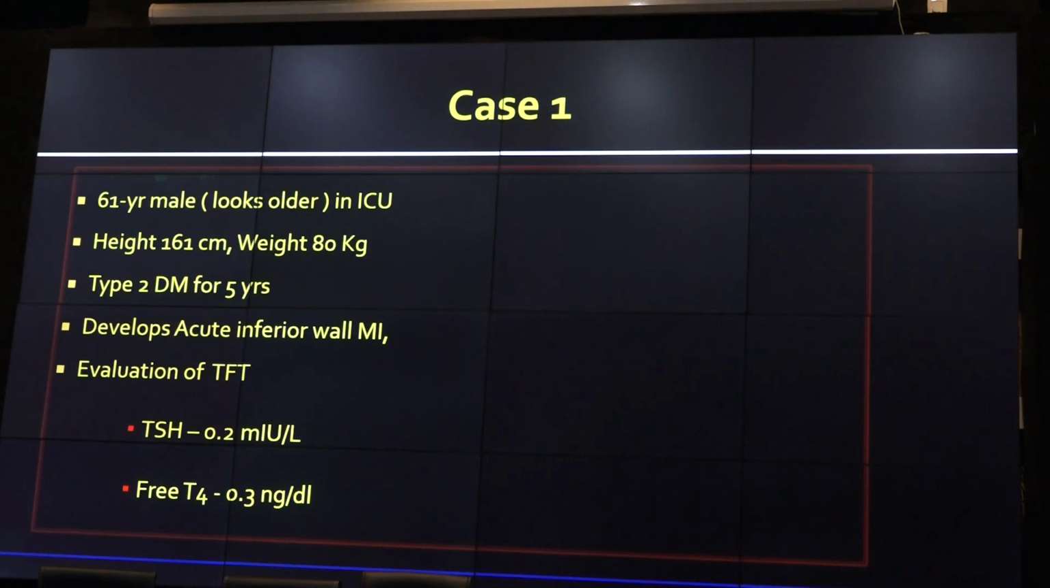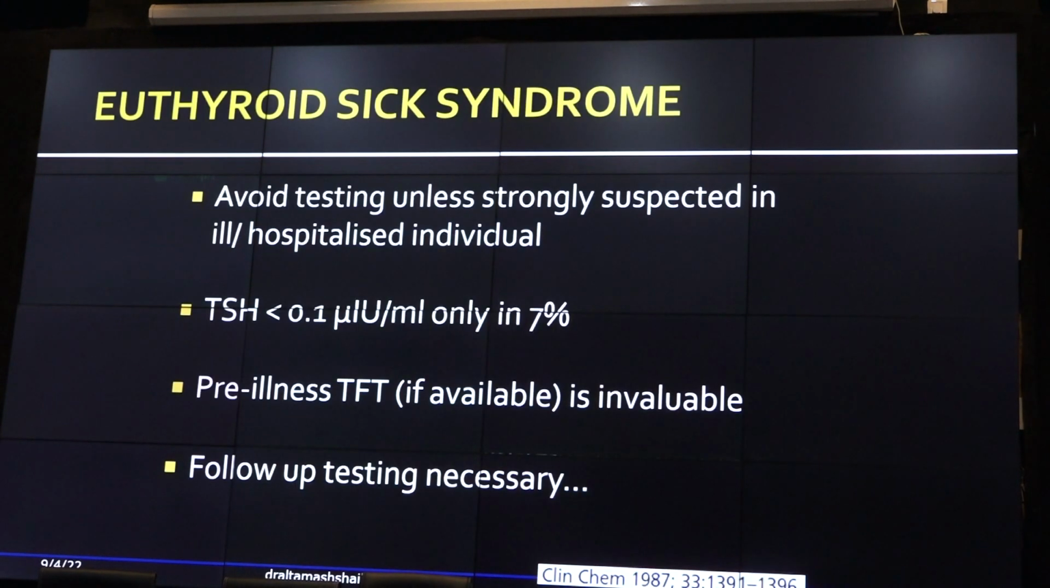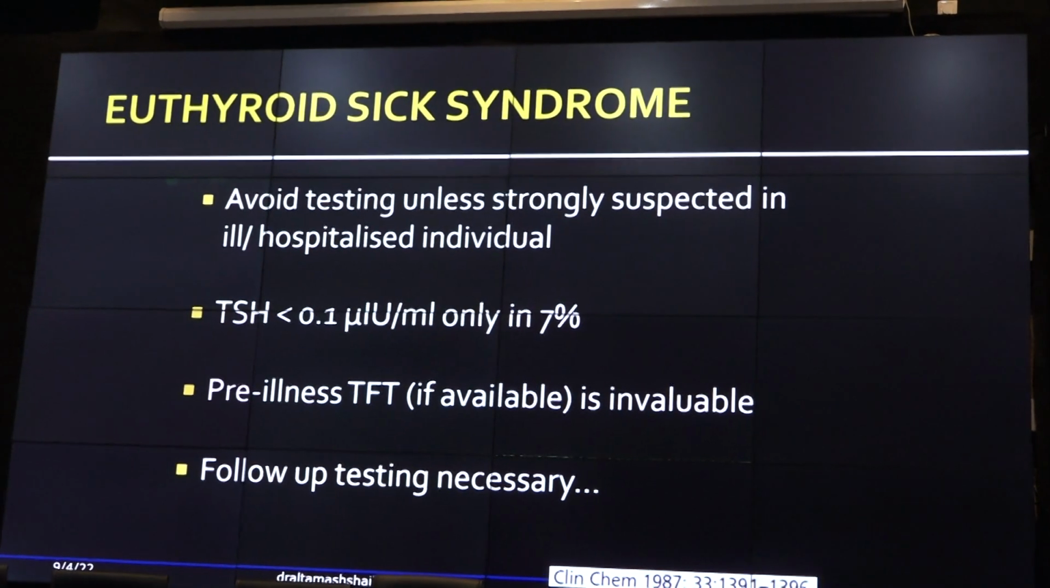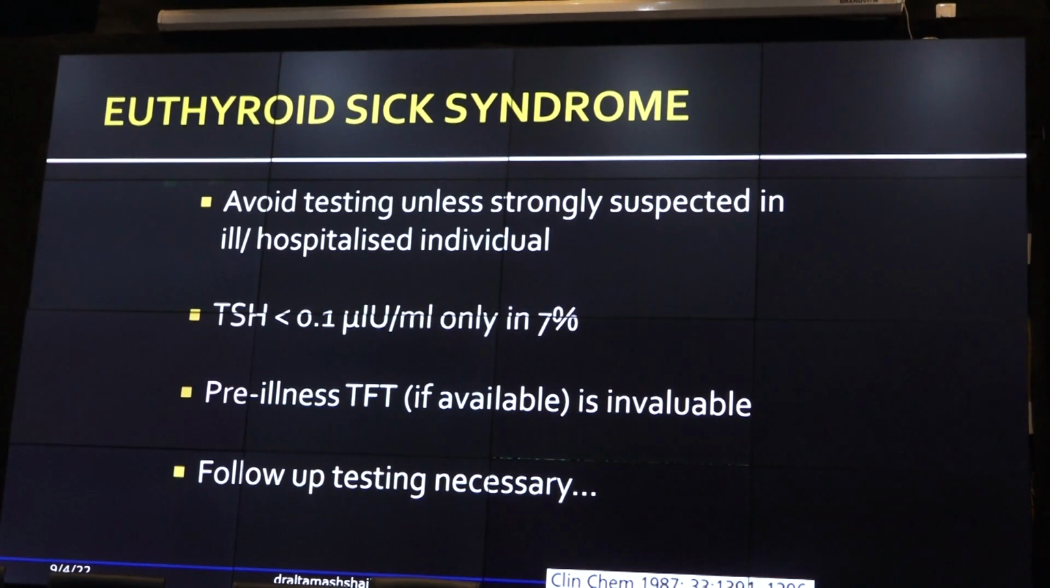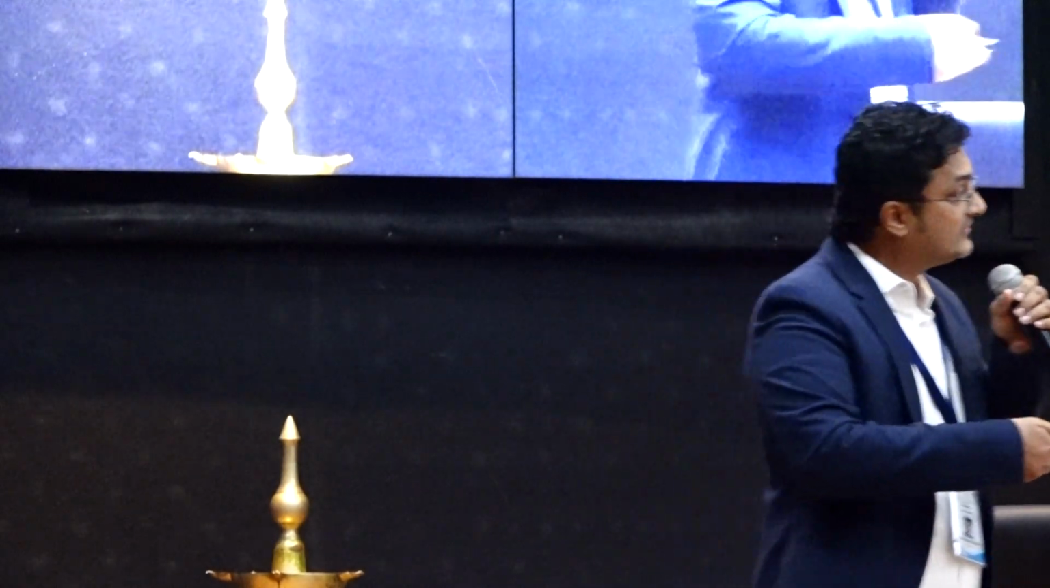Possibilities are there. So this is one case, day to day, which really intrigues us, and I'm going to show you some more important things. Avoid testing in such cases unless it is strongly suspected, especially as you may get this kind of illness. Now, this is a spectrum of sick thyroid syndrome.